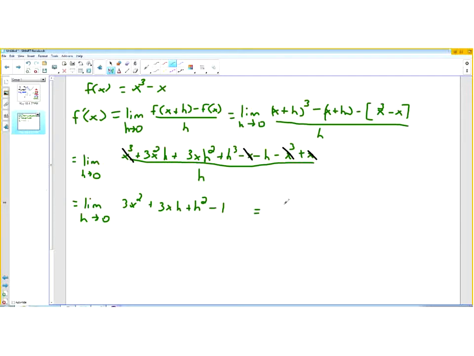use the direct substitution rule, and we're left with 3x squared minus 1. Okay, so that is the derivative. So the derivative of this cubic function is a parabola, and I believe I have a drawing. Let me pull one up for you. Bear with me.